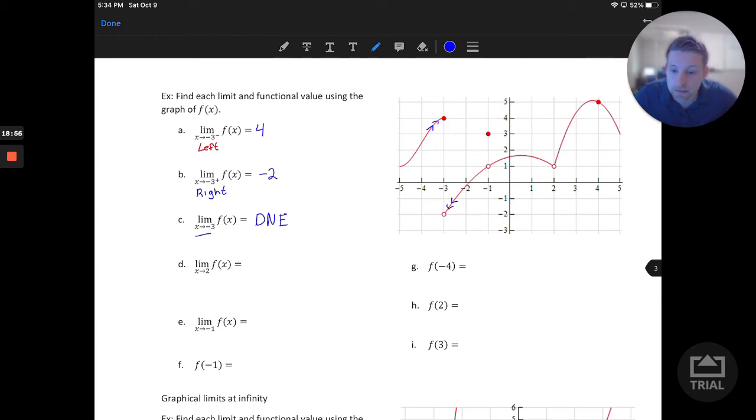We can look at the next limit in part D. If we look at the value of x approaches 2, well, that's a two-sided limit, so we want them both to approach the same height, and it looks like they do. Those will approach the height of 1 as x approaches 2.